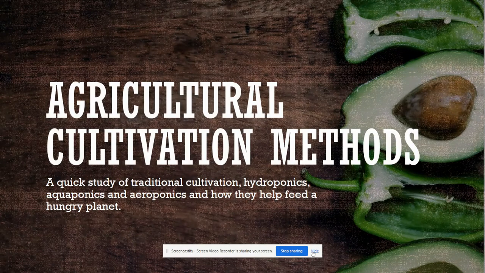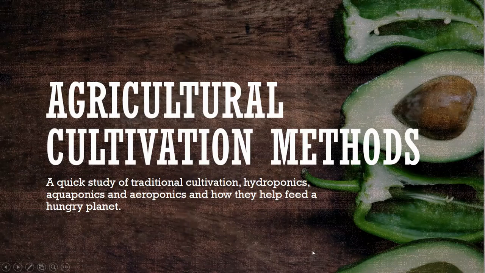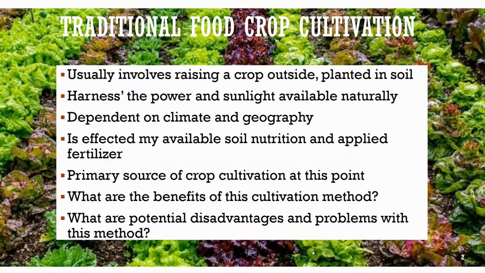Hello, today we will take a look at some agricultural cultivation methods as we begin to study specific technologies in applied ag technology and the ways that we've made agriculture more efficient. We want to look at the ways that we currently cultivate food. Some of them are more traditional, some of them are newer to the field. Let's start with traditional food crop cultivation.